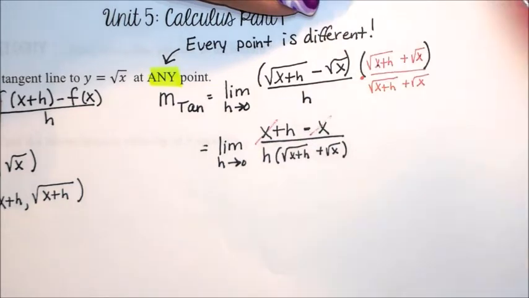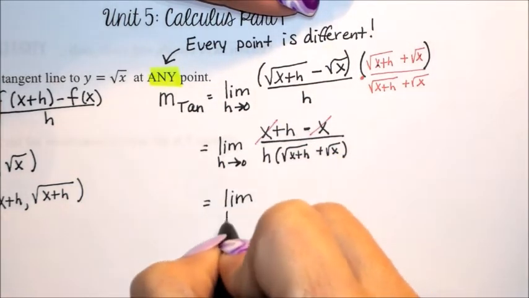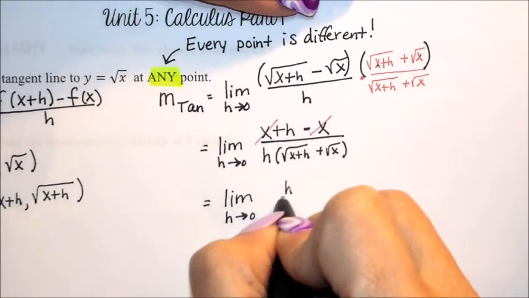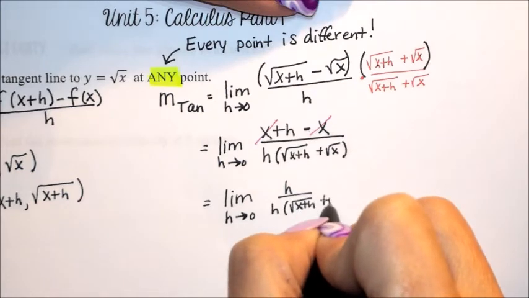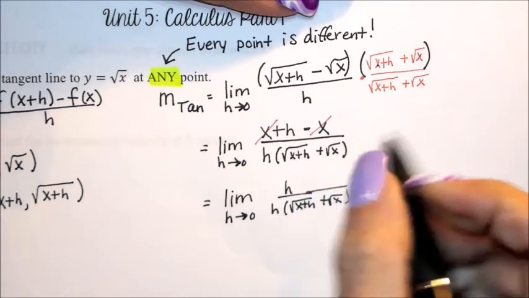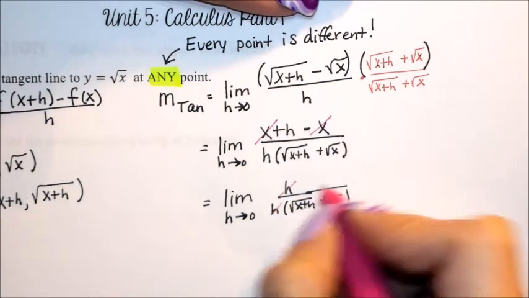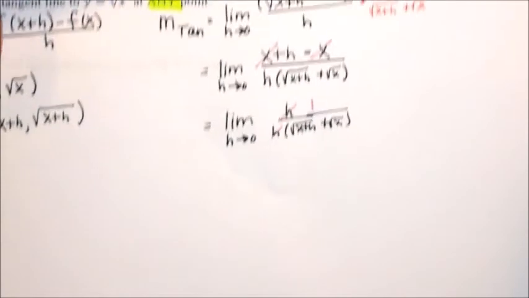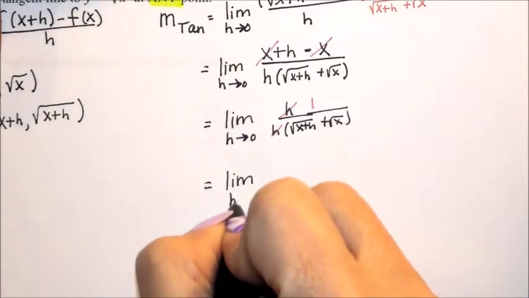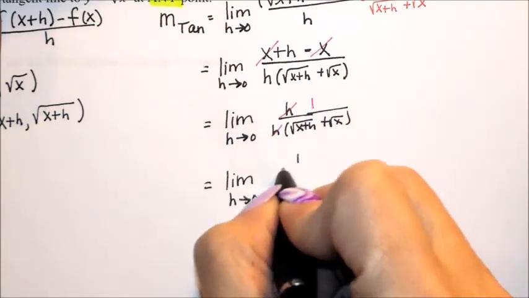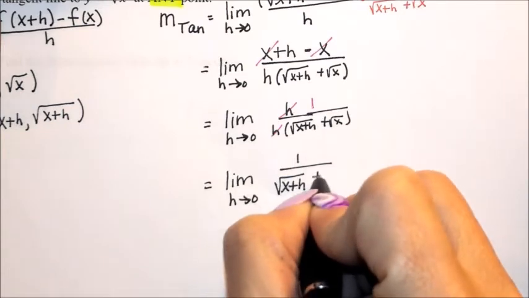Oh, those are gone. When I write the next line, the limit as h approaches 0 of h over h times the square root of x plus h plus the square root of x. What happens to those h's? They cancel out. That's why you don't want to distribute that. So I'm left with a 1 up here. So here's what I've got. I've got the limit as h approaches 0 of 1 over the square root of x plus h plus the square root of x.